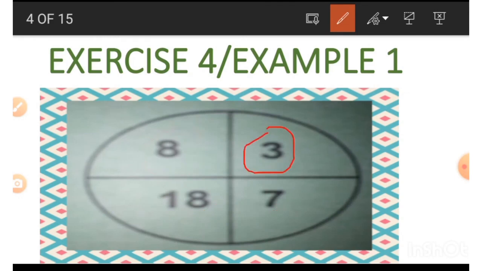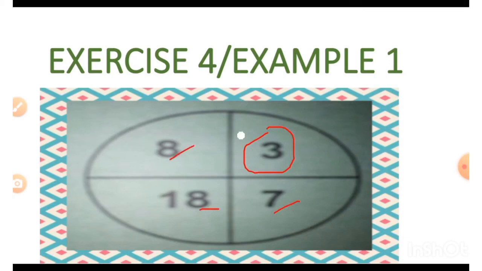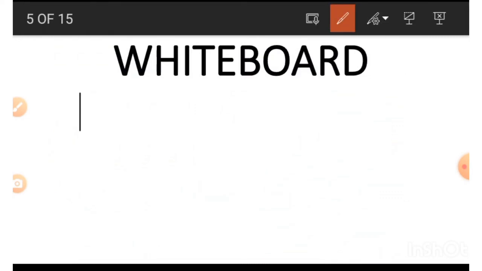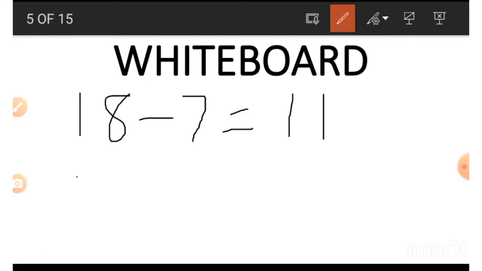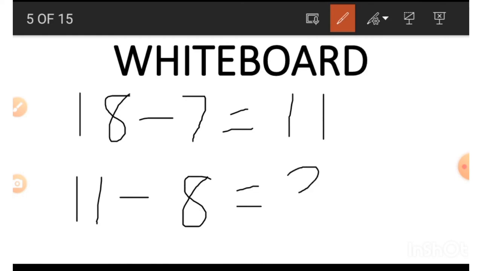Now let's say we wish to get number 3, and we need to make use of the other 3 numbers. Let's go to the board again. We start with the 18, the largest number. So 18 take away 7, that will give us 11. Then 11 take away 8, that will give us 3. So this is how we get the 3.